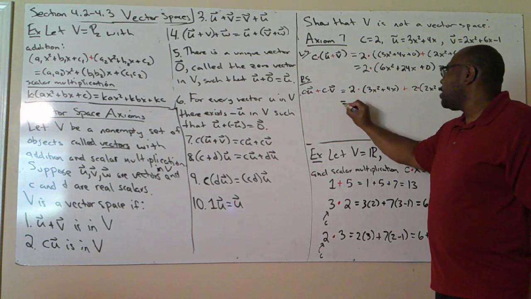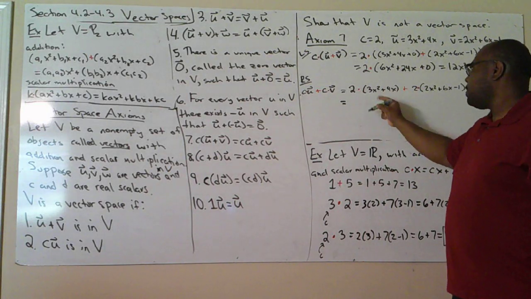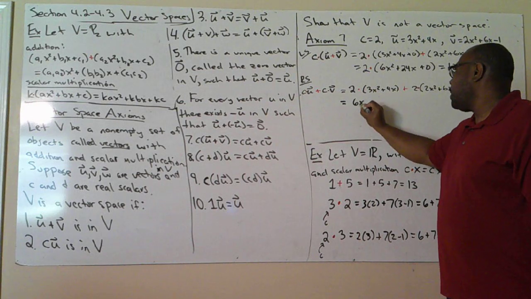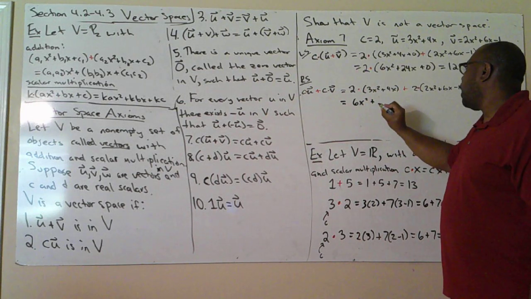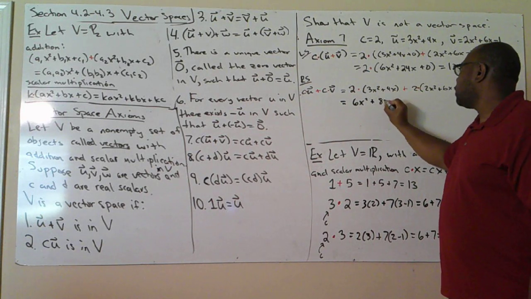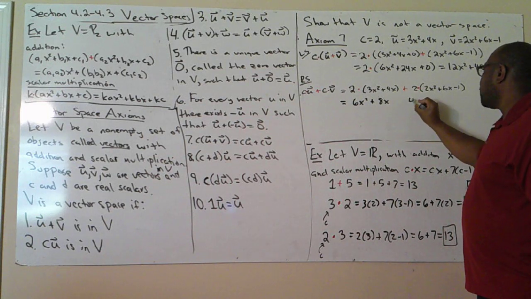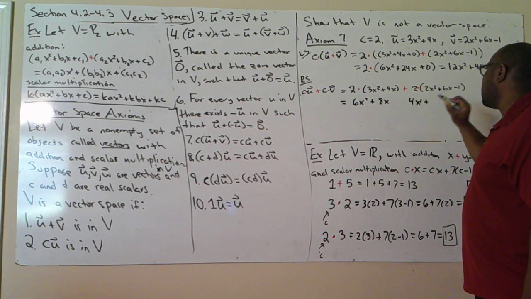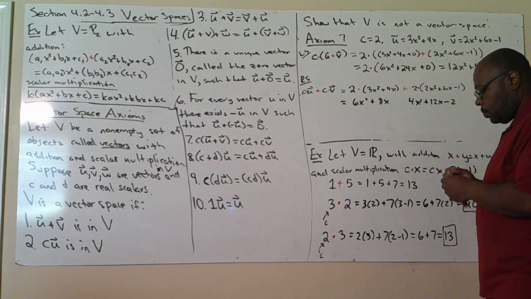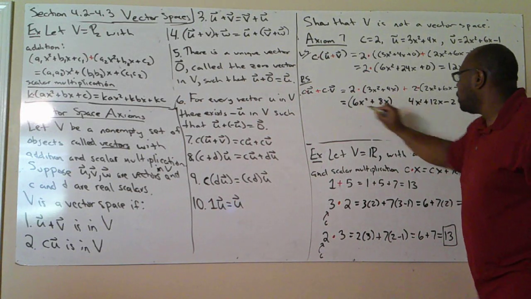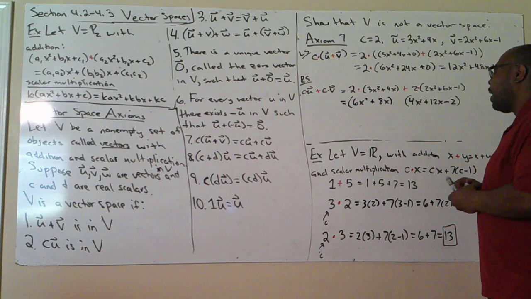Again, please excuse my dear Aunt Sally. I'm going to do multiplication right before I do the addition. So 2 times this, I get 6x squared plus 8x. When I multiply this, I get 4x squared plus 12x minus 2. I'll put parentheses around it. Then I'll add.